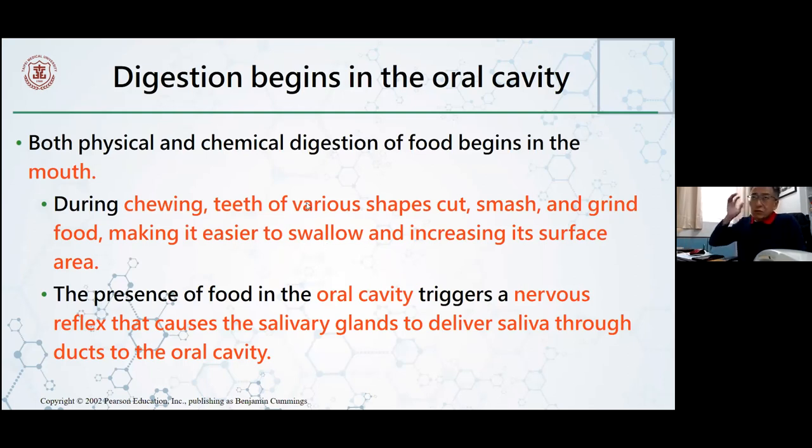The mouth is also very important for digestion, because we take in foods, and the foods may have sharp angles and not be easy to swallow. So with chewing and the tongue, we mix the food well. And we also have the saliva. Saliva can mix with the foods and make the foods easy to swallow. The presence of food in the oral cavity triggers a nerve reflex and causes the salivary glands to deliver saliva to the mouth. So the mouth is the beginning of digestion.